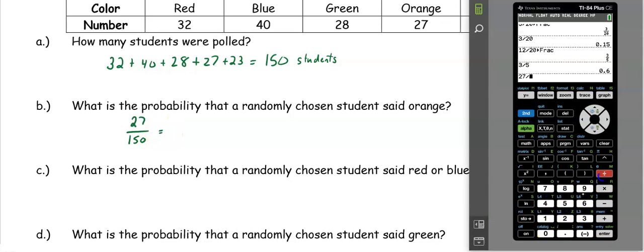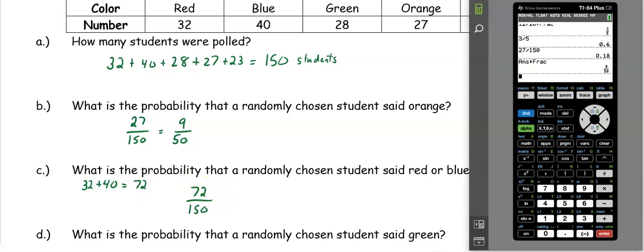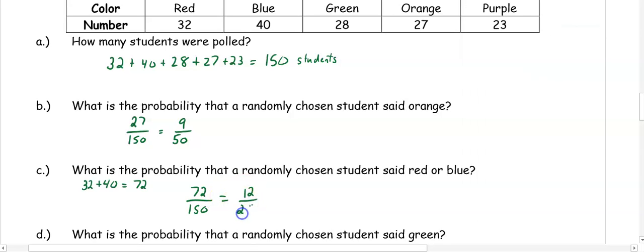So 27 divided by 150, math, enter, enter, would be reduced to 9 over 50. If it doesn't tell you that we have to put it in decimals and percents, we're just going to leave it as reduced fractions. So in C, what's the probability that a student said red or blue? So there's 32 that said red, and there are 40 that said blue, so that's a total of 72 students out of 150. 72 divided by 150, math, enter, enter, and that is 12 over 25.